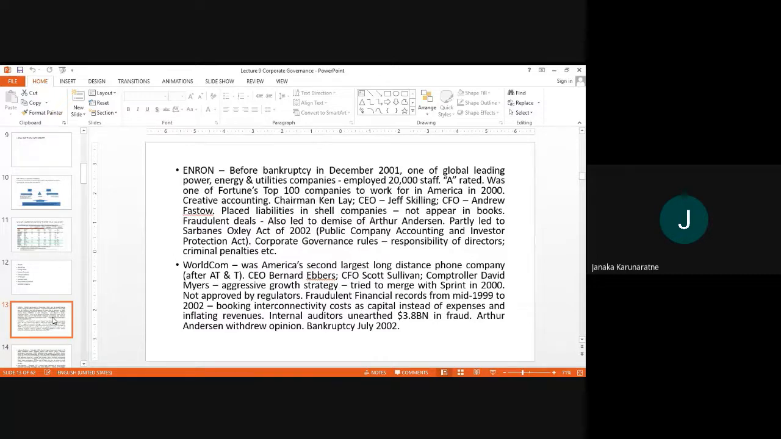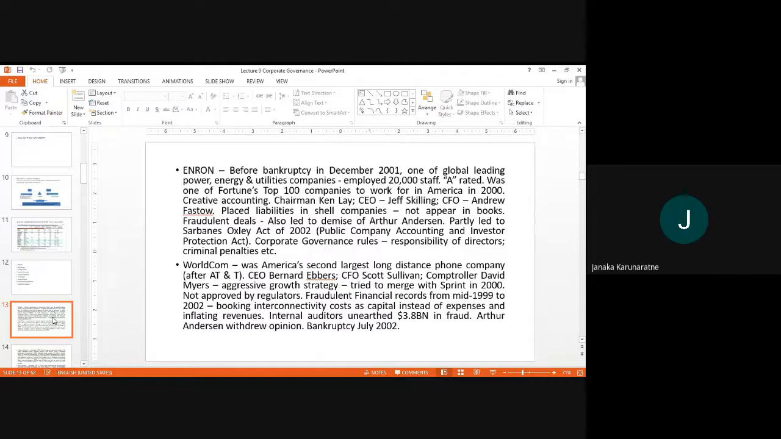It was also one of Fortune's top 100 companies to work for in America in 2000. You see? So the rating was A, not a poor rating, and among the top 100 Fortune companies in 2000. But it failed. What is the reason? The governance and risk management. Creative accounting. Chairman Ken Lay, CEO Jeff Skilling, CFO Andrew Fastow placed liabilities in shell companies, not appearing in the books. Second, fraudulent deals, which even the auditors, Arthur Andersen, could not find. Which itself led to the demise of Arthur Andersen.